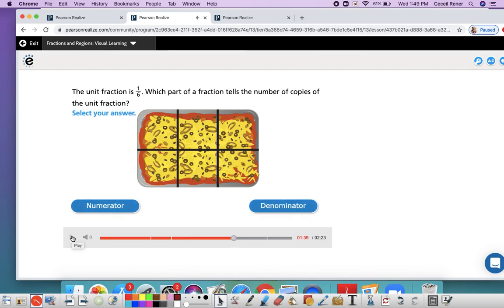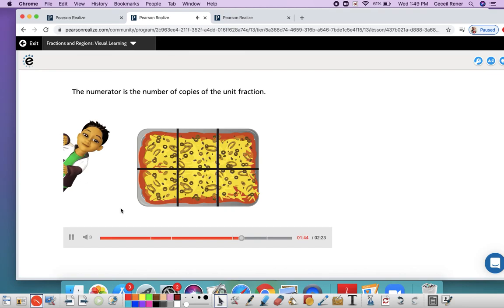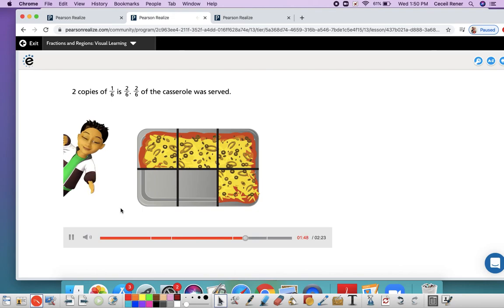Okay, so the unit fraction is 1/6. Which part of a fraction tells the number of copies of the unit fraction? Is it the numerator or the denominator? What do you think? Yes, it's the numerator. The numerator is the number of copies of the unit fraction. 2 copies of 1/6 is 2/6. 2/6 of the casserole was served. 4 copies of 1/6 is 4/6. 4/6 of the casserole is left.